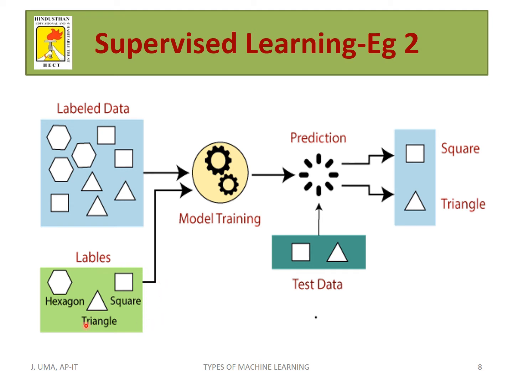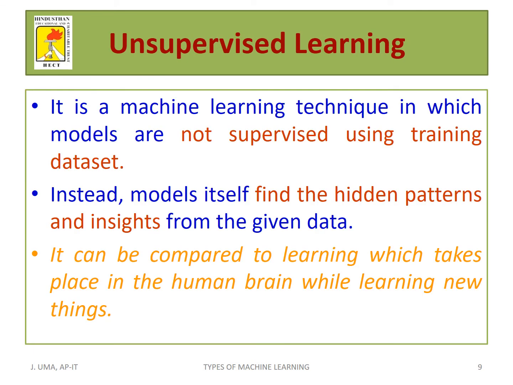So we go for the next method called unsupervised learning, wherein we don't have any labeling feature. It is a type of unlabeled learning, or unsupervised. Moving on to the next type of machine learning, that is unsupervised learning.